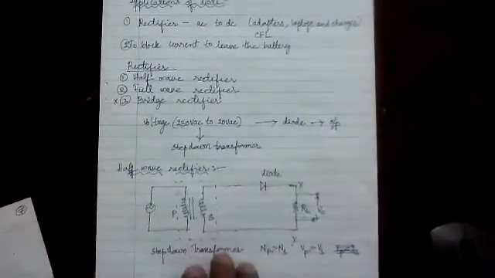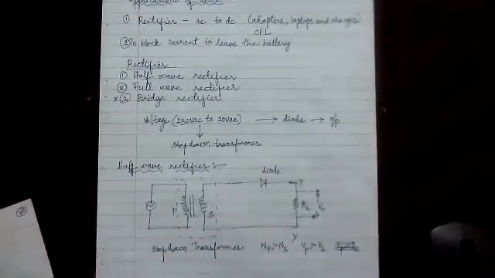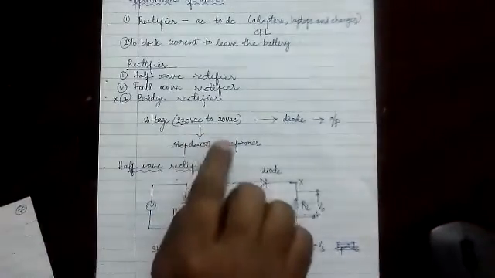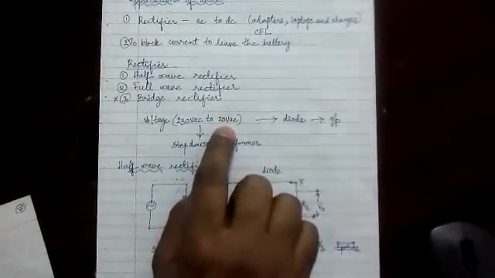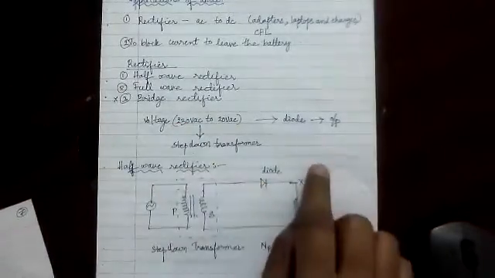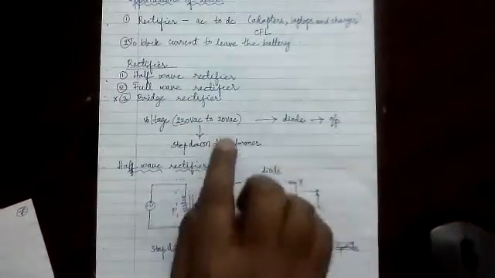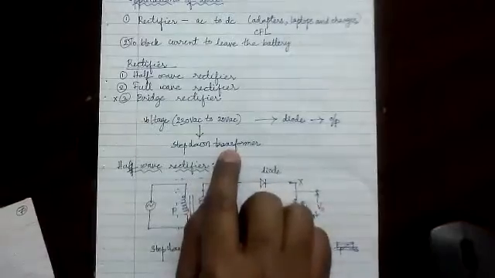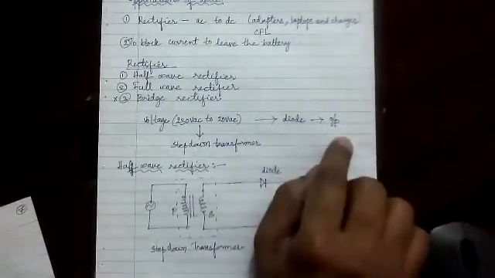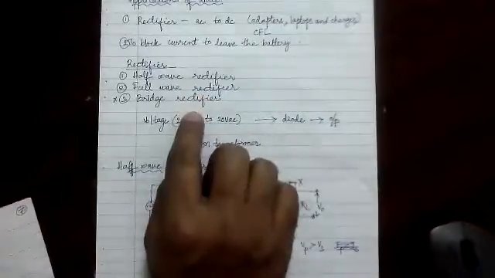A rectifier converts AC to DC. First, we have to step down the voltage from 230 to 20 or 30 or 10 volts, a very low voltage. We cannot directly convert 230 volts to DC. That's not possible. So first we bring down the voltage using the transformer, give it to the diode, and it will give the output. So we have the half-wave rectifier, full-wave rectifier, and bridge rectifier.